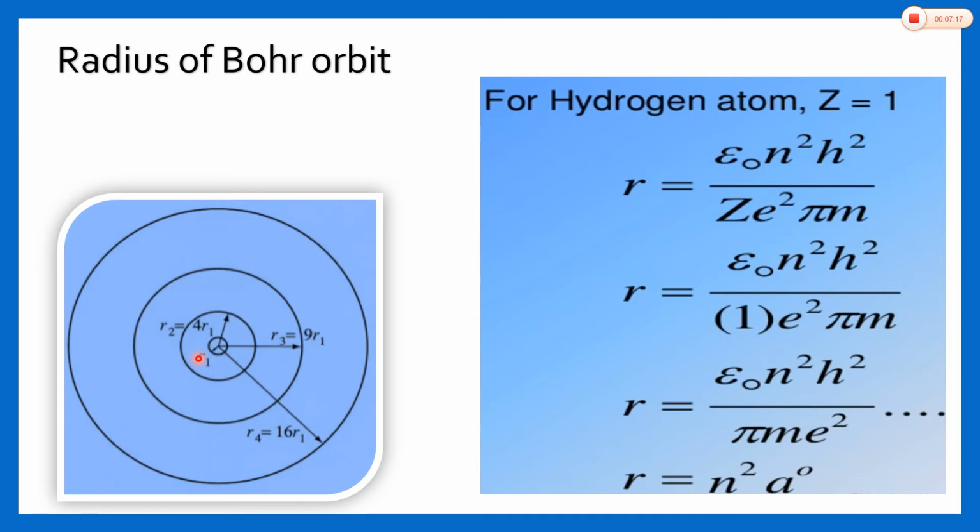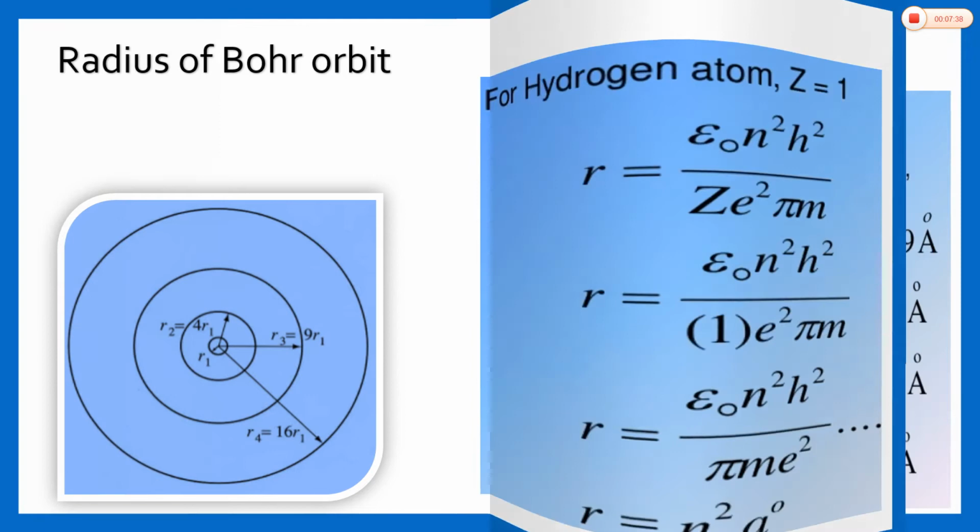For the first orbit in this diagram, the radius is r1. For the second orbit, r2 is equal to 4 r1. For the third orbit, r3 is equal to 9 times r1. For the fourth orbit, r4 is equal to 16 r1. How do we obtain these different values of radii? By using the radius of the first orbit. Let us go to the next slide.